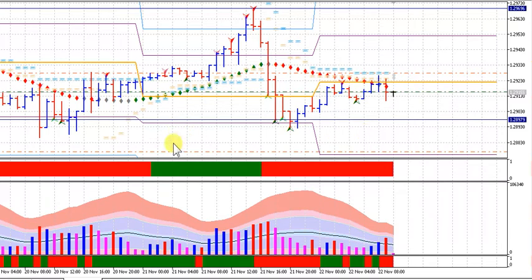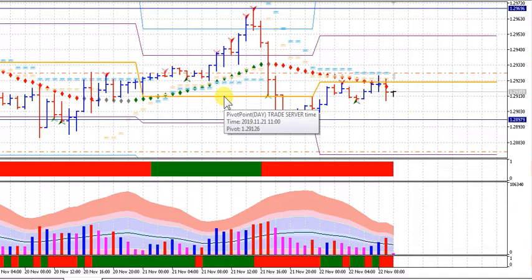So this is the pound US dollar for November the 22nd. Going to talk briefly about the trading plan for today, and I'm going to talk about pivots. Daily pivots are basically just a cheap way of doing support and resistance. Okay, so we have normally the daily pivot.